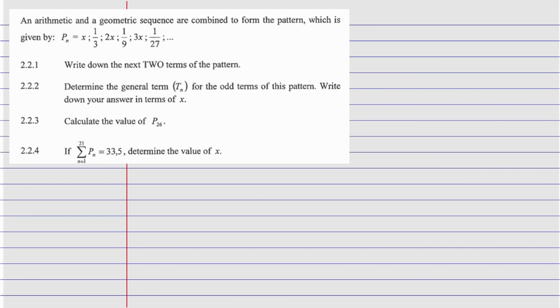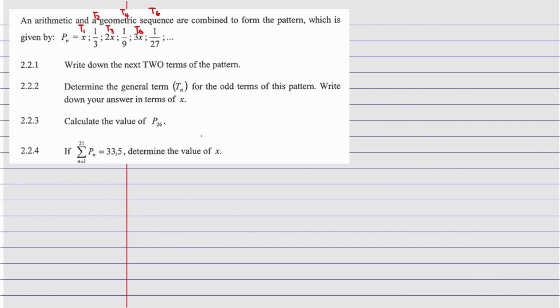The first thing you need to do is divide the terms into an arithmetic and a geometric sequence. By looking at this, we see that the x's are the odd terms. T1 is x, T2 is 1 over 3, T3 is 2x, then T4 is 1 over 9, then T5 is 3x, then T6 is 1 over 27.